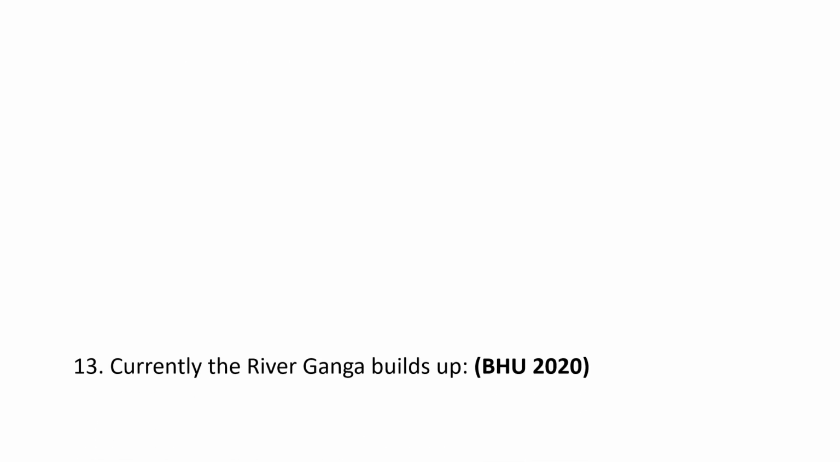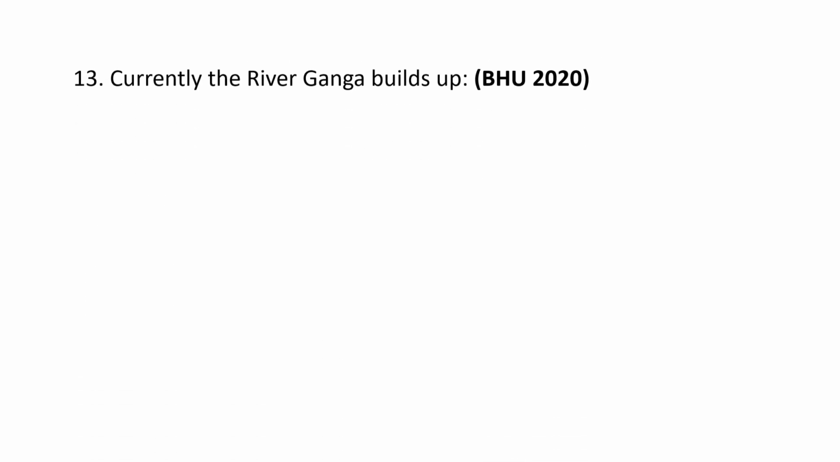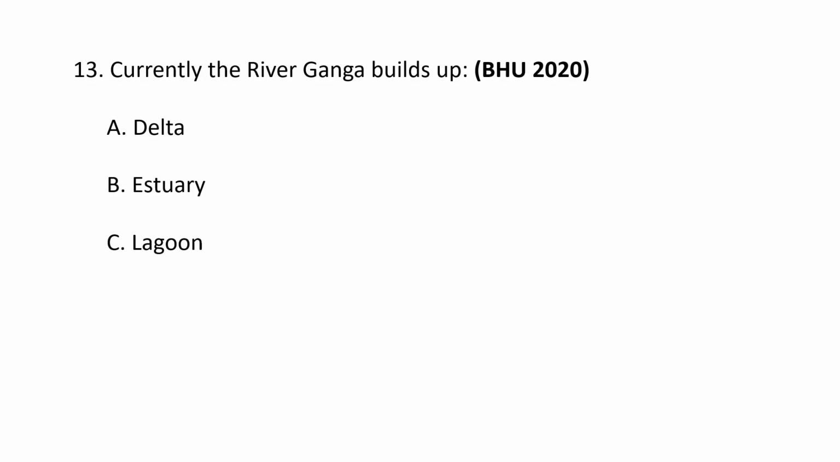Next question. Currently, the river Ganga builds up A. Delta, B. Estuary, C. Lagoon, and D. Barrier bar. The river Ganga builds up a delta. The river Ganga, along with the Brahmaputra and the Meghna rivers, continues to build the Ganges Delta, which is also known as the Ganges-Brahmaputra-Meghna Delta or the Bengal Delta. This is the world's largest delta, which is characterized by ongoing sediment deposition and a dynamic coastal zone.